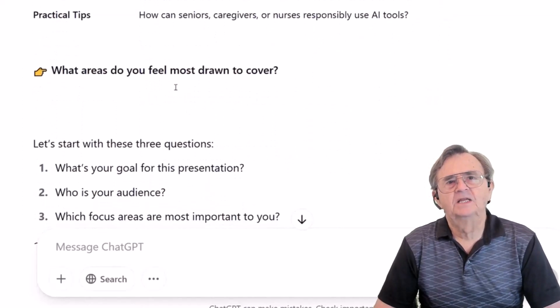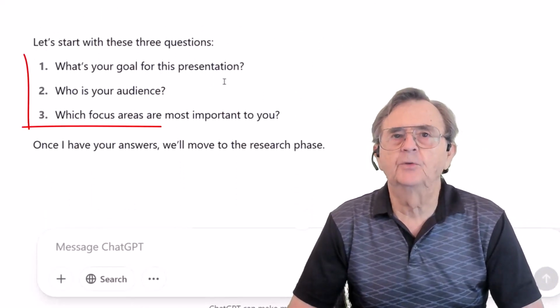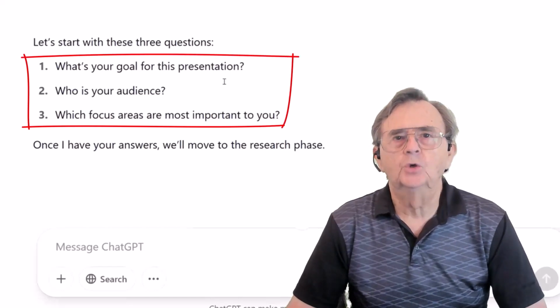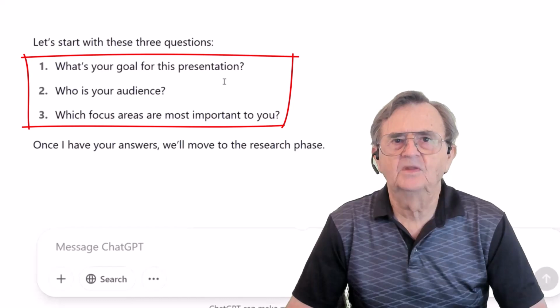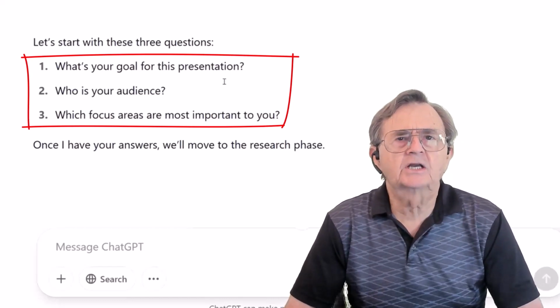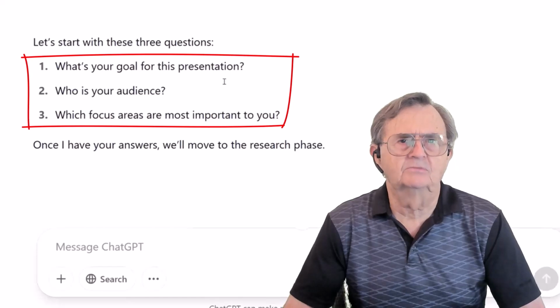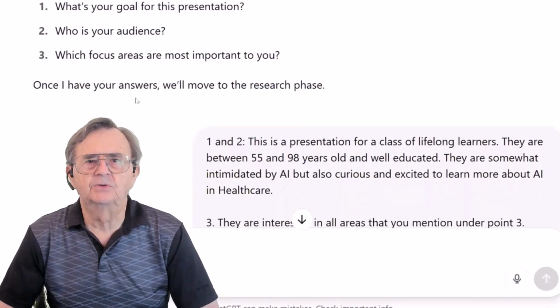At this point, ChatGPT is ready for your answers. It recaps the 3 key questions. What's your goal? Who's your audience? And which focus areas matter most? Of course, your answers can be short for now, but in a real project, you'll want to flesh them out quite a bit more. Here's how I answered ChatGPT's 3 questions.